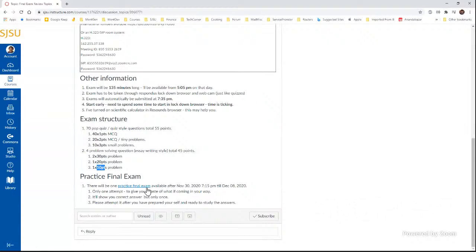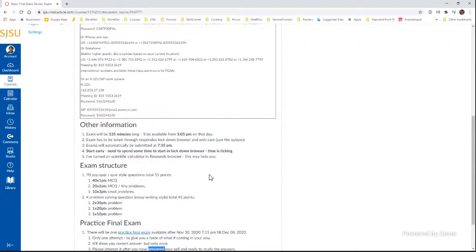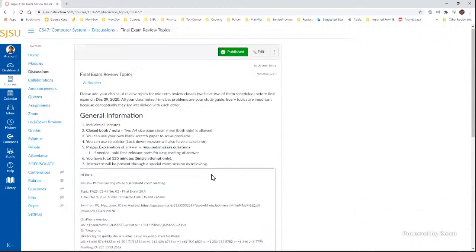There is a practice exam. You can try it out whenever you feel you are ready. For the exam, you can try this practice final exam to tune up your timing and everything. It's one attempt. Then it will show you the correct answers once. Please attempt it after you have prepared yourself and are ready for the final exam. Any questions?